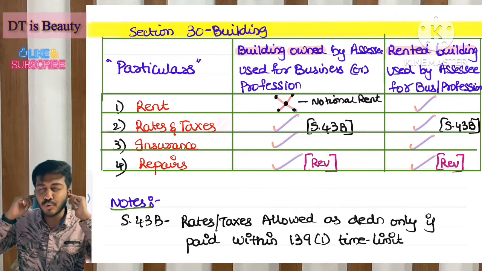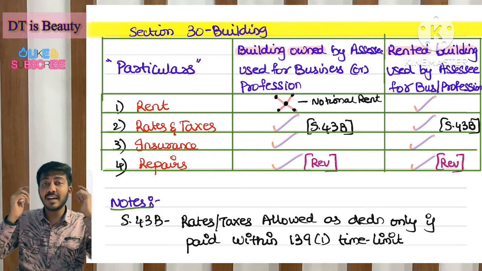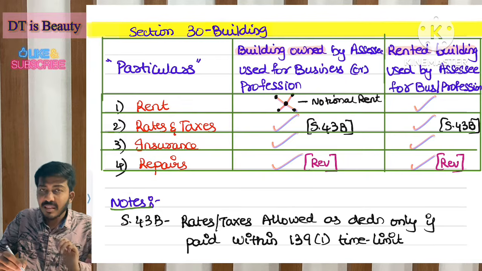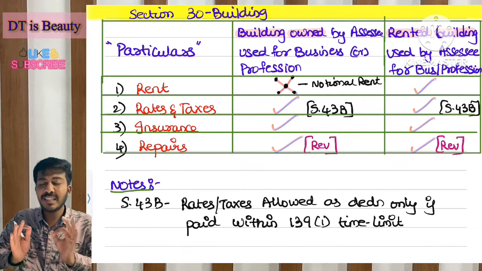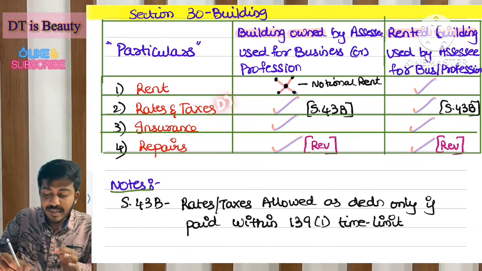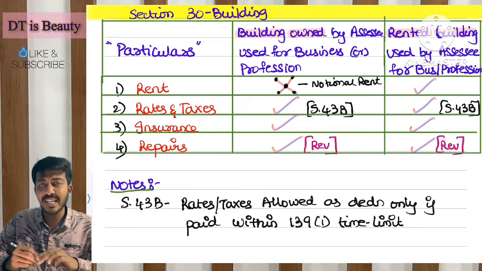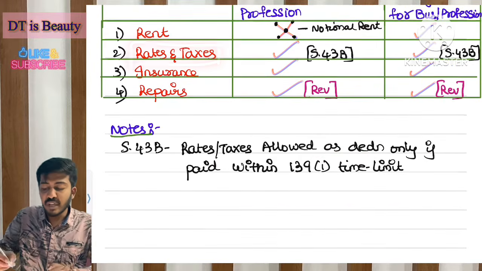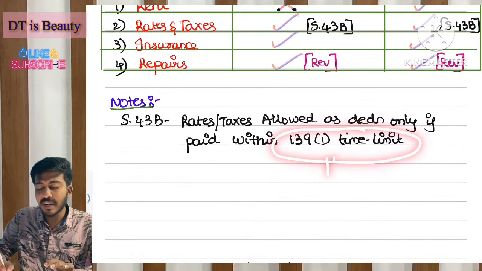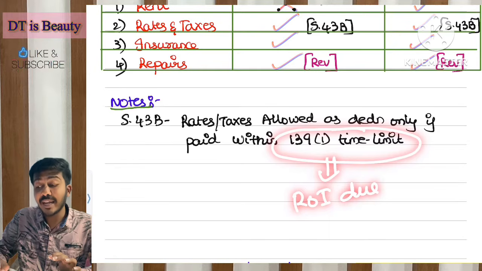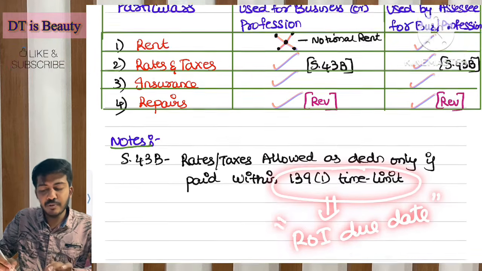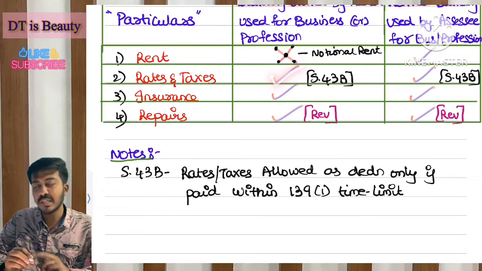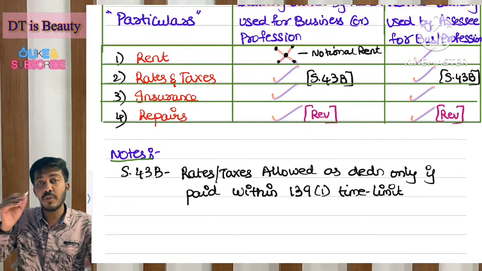Rates and taxes. As soon as you hear rates and taxes, section 43B will come and hug these rates and taxes. What is the meaning of this? Section 43B says that these rates and taxes can be debited in P&L, which means you can take it as an expense in the P&L, only if this expense is paid within the section 139(1) time limit. What is the 139(1) time limit? Return of income due date, the income tax filing due date. Within that due date, you will have to pay this amount to the respective persons. Only then it is an allowable expense. If you have not paid this expense, then it will not be allowed.